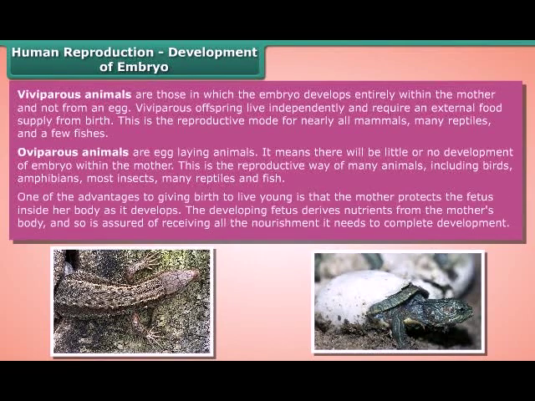One of the advantages to giving birth to live young is that the mother protects the fetus inside her body as it develops. The developing fetus derives nutrients from the mother's body and so is assured of receiving all the nourishment it needs to complete development.